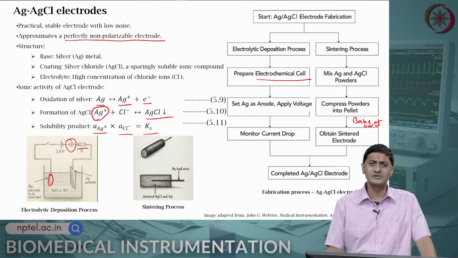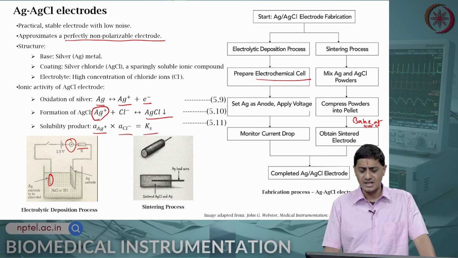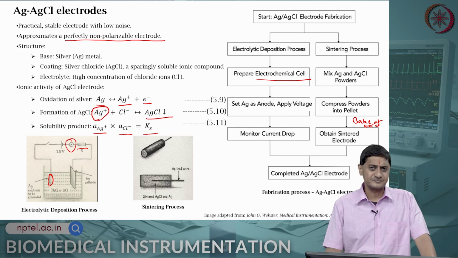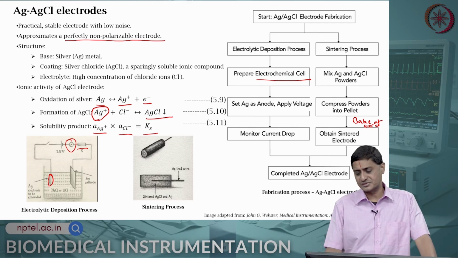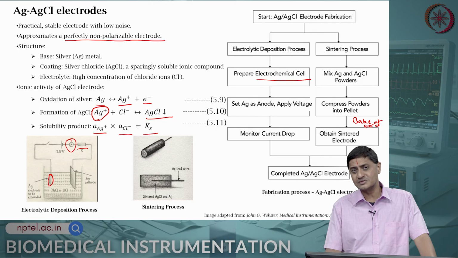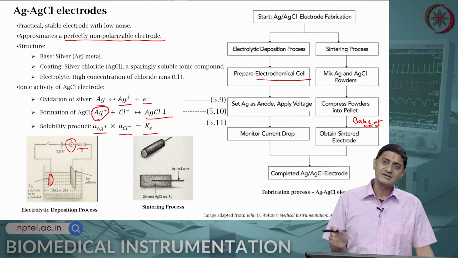What makes silver chloride electrodes ideal recording electrodes? Because this reaction is reversible. This silver chloride precipitating is reversible, and once the process is complete, you can again reuse it, making it an ideal electrode with no change or minimal change in characteristics. So, that is the fundamental advantage of using these as recording electrodes.